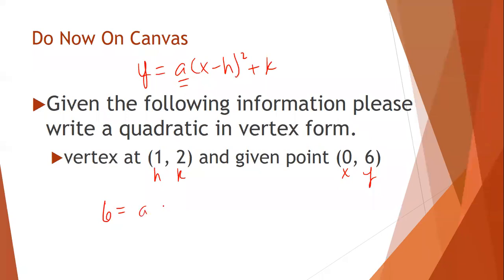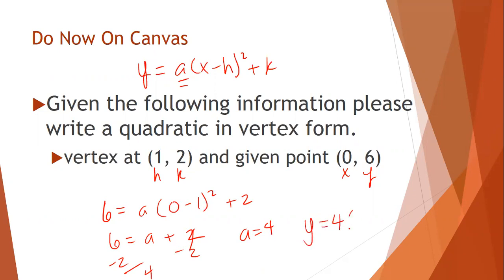I have 6 equals a times (0 minus 1) squared plus 2. And that gives me 6 equals a plus 2. And I'm going to subtract 2, and I get 4. So my a equals 4, which means that my equation would be y equals 4 times (x minus 1) squared plus 2. How'd you do? Hopefully you got that. All right, let's dive in.